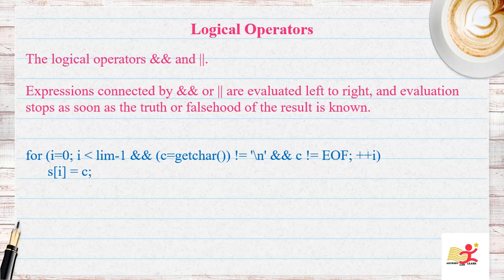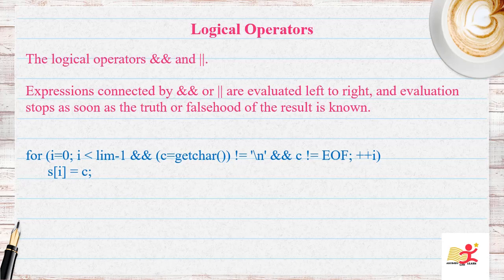Here we have a for loop from the function getline, which we have already discussed in chapter 1. The condition check of the for loop is i < lim-1 && (c = getchar()) != '\n' && c != EOF. Now see the first condition check, that is i < lim-1.